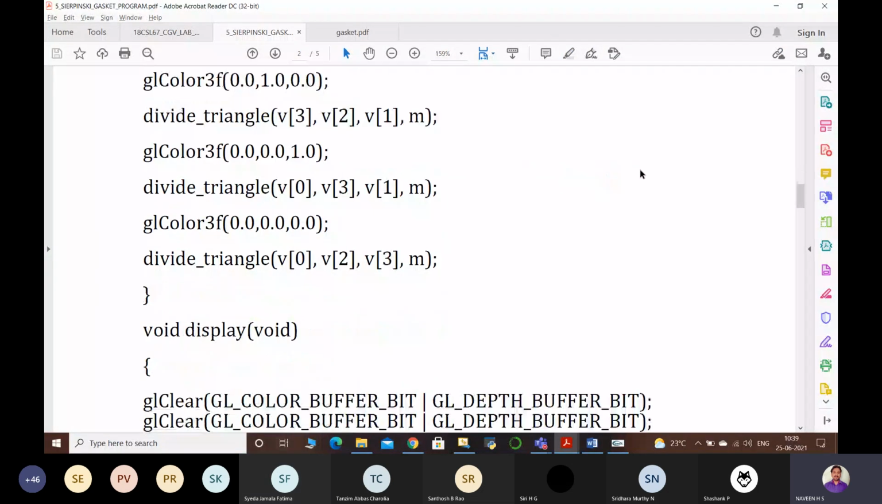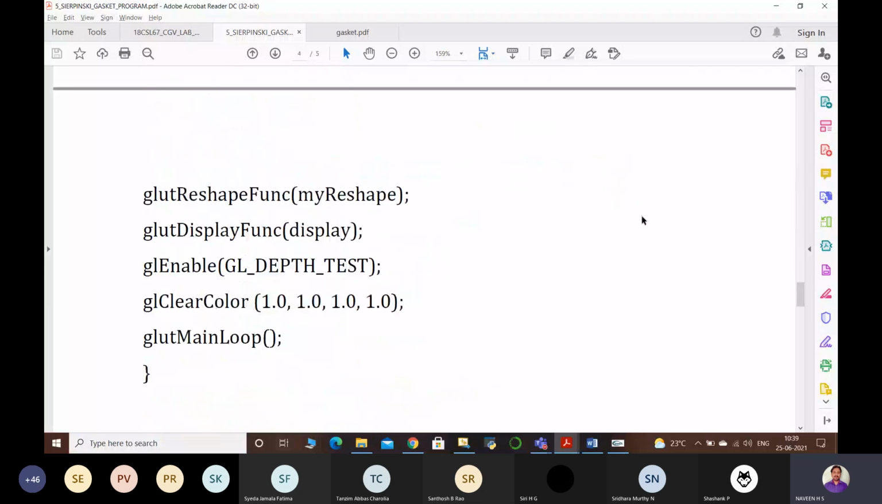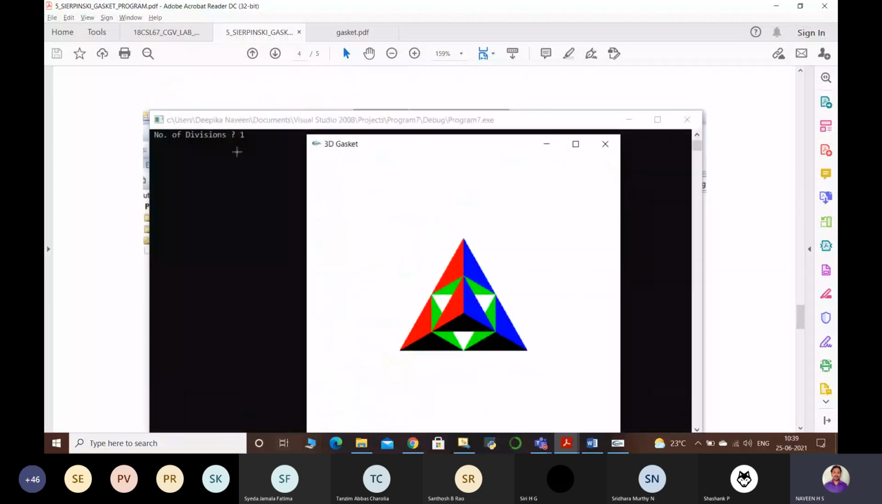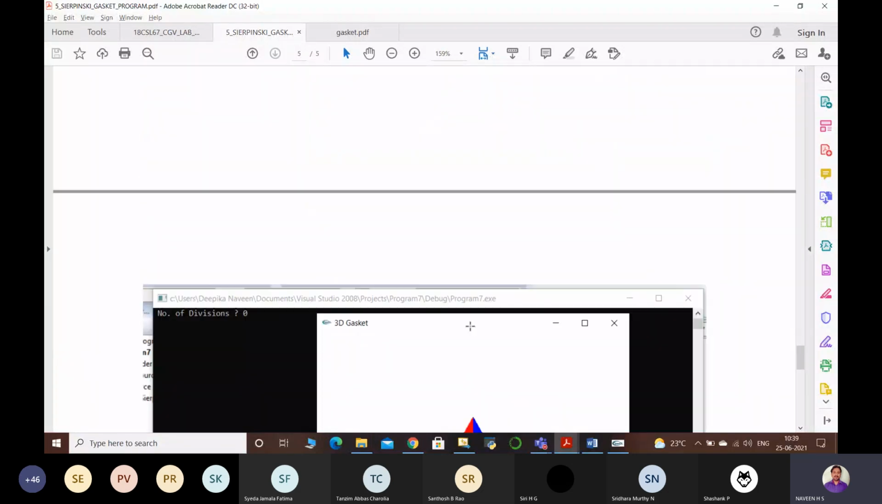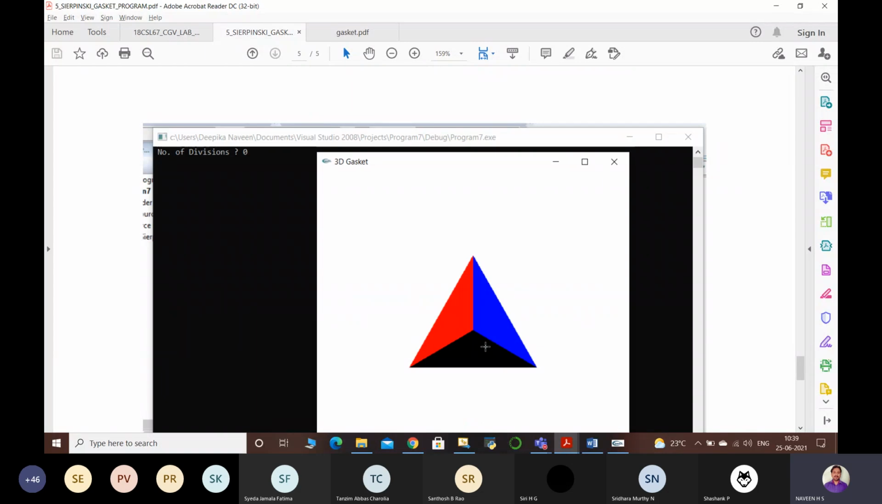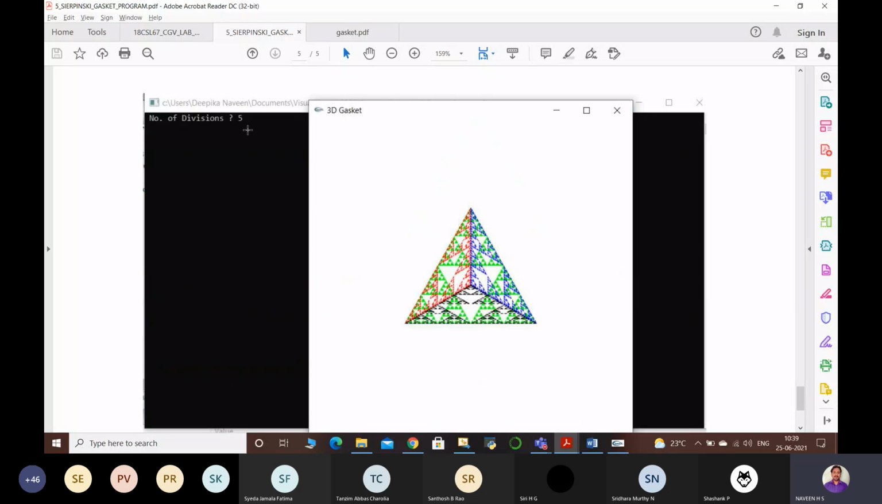Finally, for 2-3 cases I have just taken the output. I have put here for division 1. It looks like this. For division 0, there is no division, just a simple tetrahedron we have drawn. And this is for division 5. We have got the output like this. Like this, you can give different inputs and you can divide your triangle.